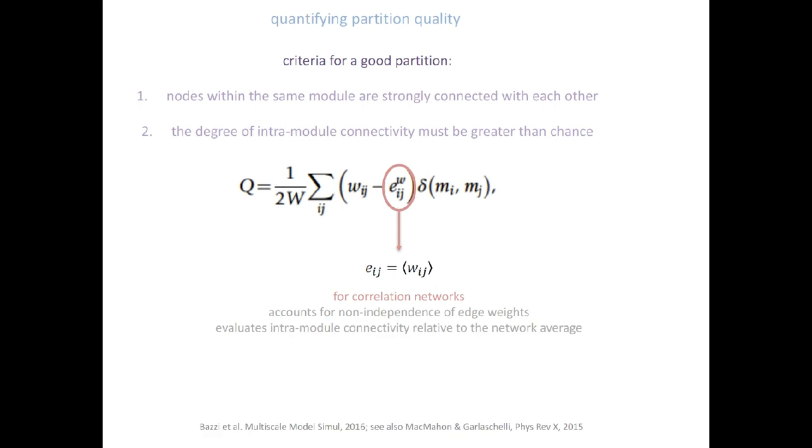Now, in correlation-based networks, it's a little bit different. The null model I've just been talking about assumes that edges are formed independently at random. But in correlation networks, as we've been discussing, the edges aren't independent. Because of this triangle closure property, if A is connected to B and A is connected to C, then B and C are also going to have some non-trivial correlation. There's been a bit of debate as to what an appropriate null model for a correlation-based network should be. One suggestion has been to just take the mean weight across the entire network, and then we're asking, does the connectivity within modules exceed the mean across the entire network? So basically you're evaluating intra-module connectivity relative to the average connectivity of the network.